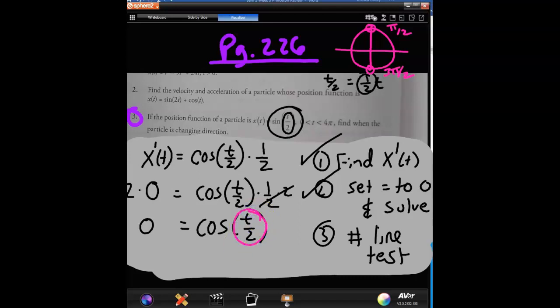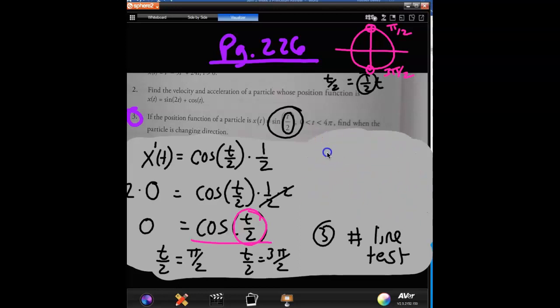Okay? So if this angle in here is pi over 2, then cosine of that will equal 0. If that angle on the inside is 3 pi over 2, then that would also make 0. So that means that t over 2, the inside, is either equal to pi over 2 or it's equal to 3 pi over 2. And if you just multiply both sides by 2, you're going to end up with two answers for t. If I multiply this side by 2, we end up with t equals pi. So that's one place where the derivative equals 0. In other words, the velocity is 0. In other words, the object has stopped moving.